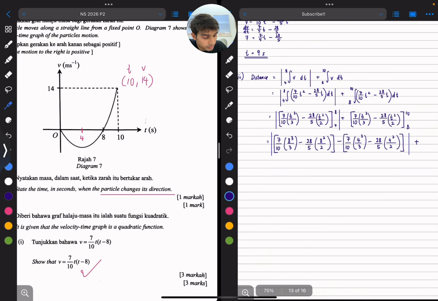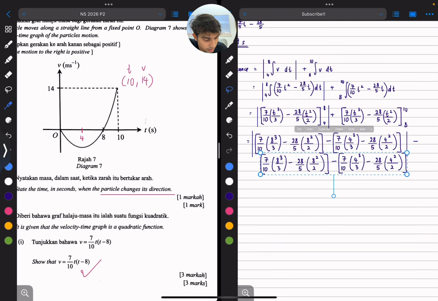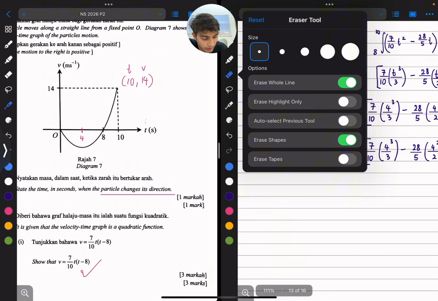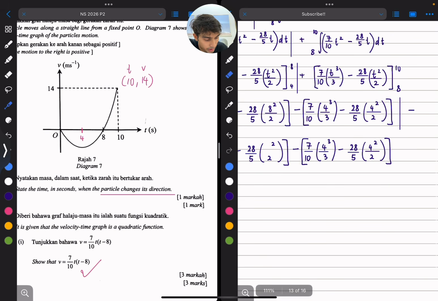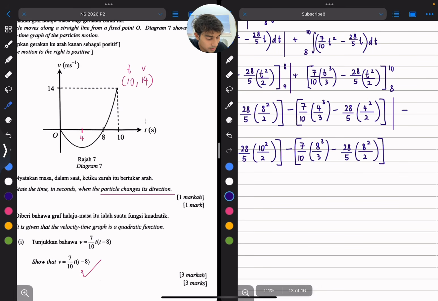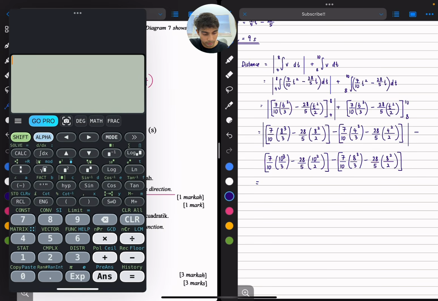Plus, now we have to do this part. So it's the same thing, but without the modulus. Then our limits also must change. Our limits will be from 10, this will be 10, this will be 8. Okay. Right. Now we have to calculate.